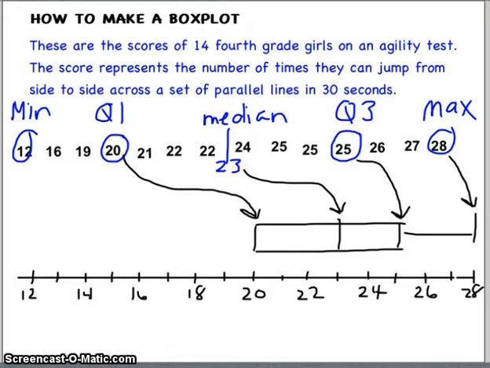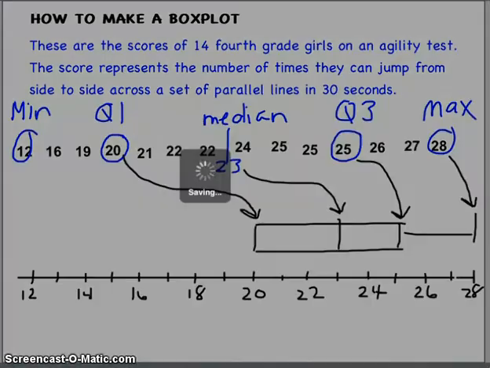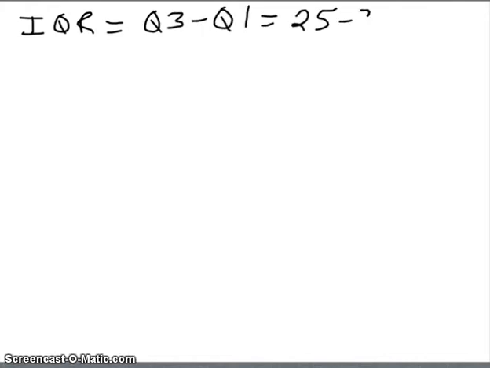And the first thing we need to know is a number called the IQR. I'm going to write this on another page, but I just want to have you look for a minute at your box plot. The difference between Q3 and Q1 is called the interquartile range, or the IQR, and that difference is 5. So we have the IQR is equal to Q3 minus Q1, which in this case is 25 minus 20, and that equals 5. Now, to determine whether something is an outlier, we have a rule of thumb called the fence rule.